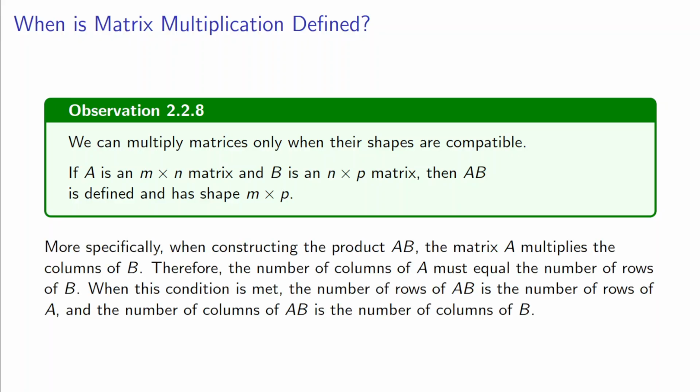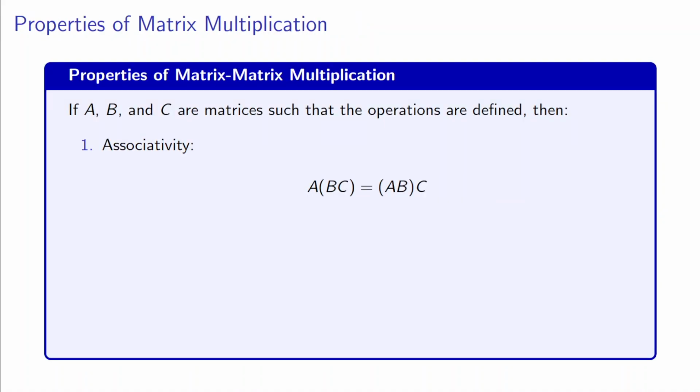More specifically, when constructing the product AB, the matrix A multiplies the columns of B. Therefore, the number of columns of A must equal the number of rows of B. When this is met, the number of rows of AB is the number of rows of A, and the number of columns of AB is the number of columns of B. Again, just reiterating something we were noticing earlier.